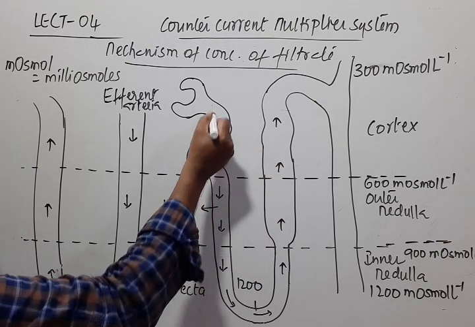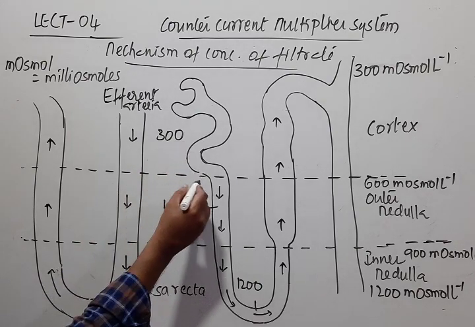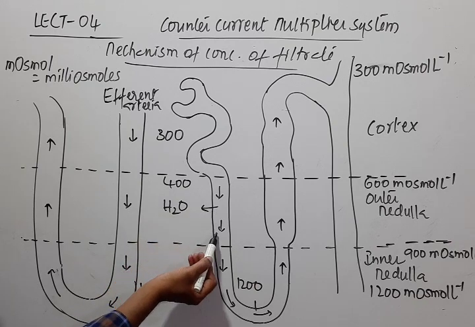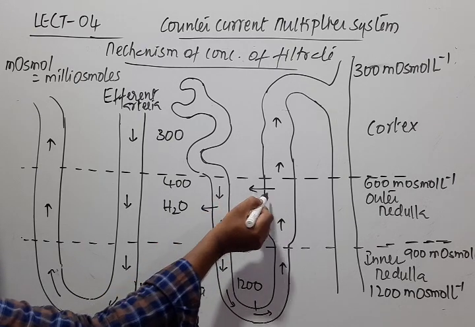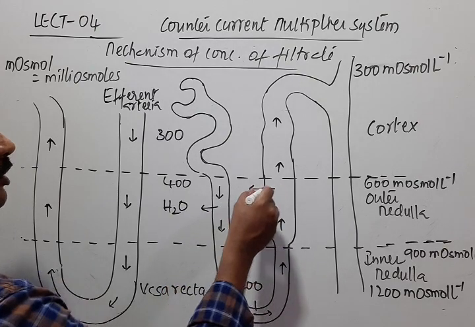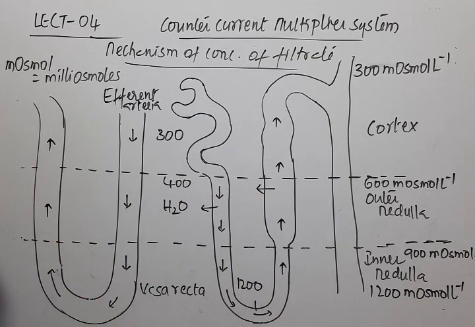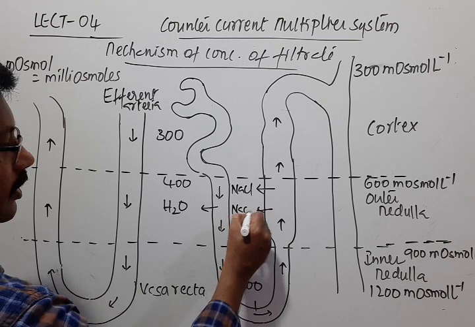So if you see here, it is around 300 milliosmoles per liter, and as it comes down, it becomes 400 milliosmoles. So you can see the water is actually coming out in this case. Now here we know the ascending limb has the movement of NaCl, but it is impermeable to water. So NaCl will come out from the ascending limb, right?